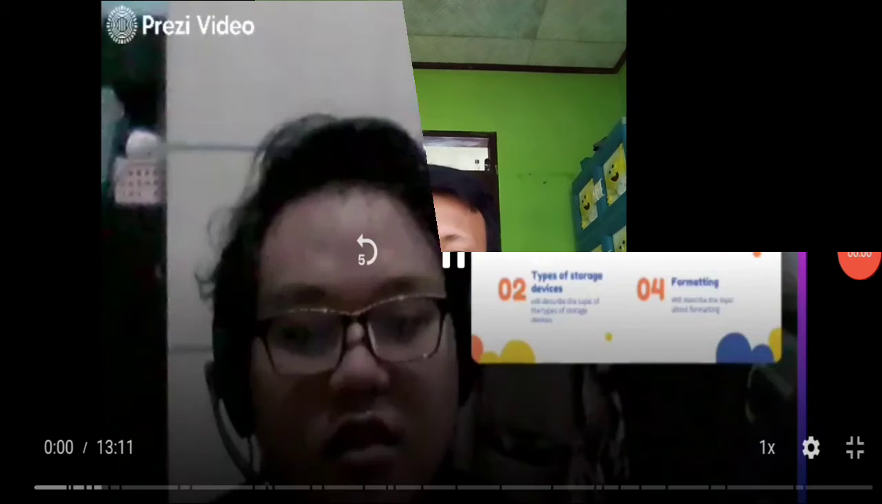So we get to know about input-output devices, which was brought by Indri. Then next we will discuss storage devices and the history of computer, which will be brought by Muhammad Najib.